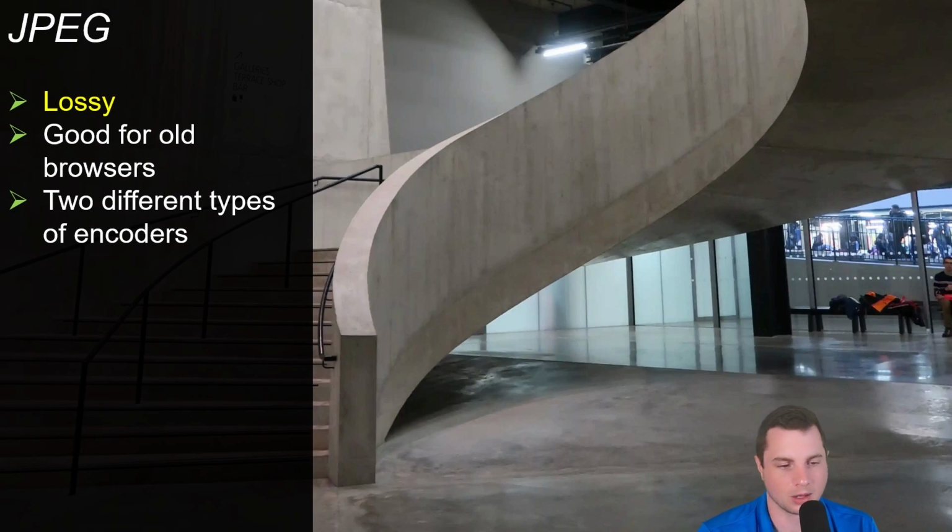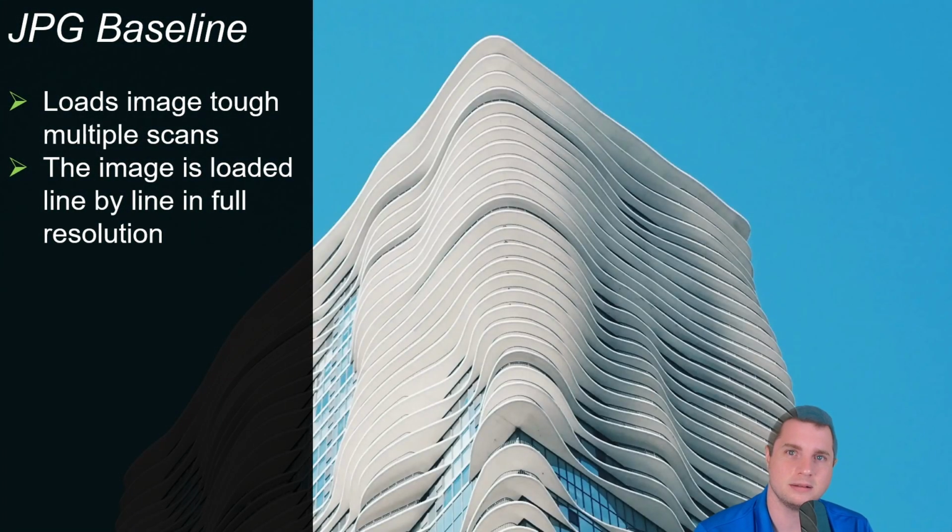JPEG, one of the originals. Okay, it's lossy, good for old browsers because it's been around for a long time, supported by everything. And you get two types of encoders. You get baseline. So baseline is what you're used to. If you just click JPEG on any type of image manipulation software, you're going to get JPEG.